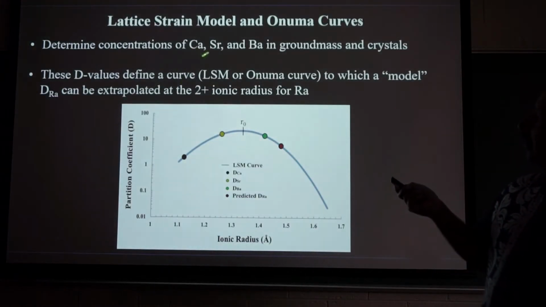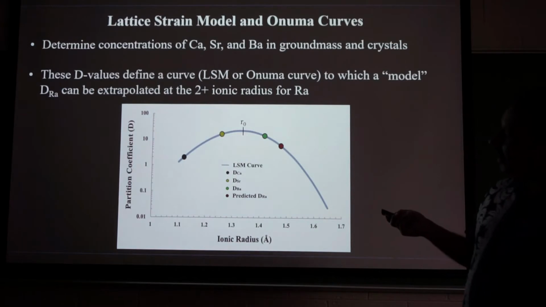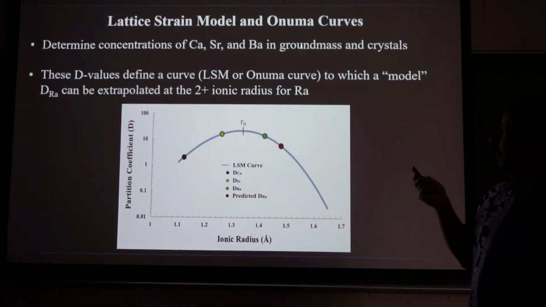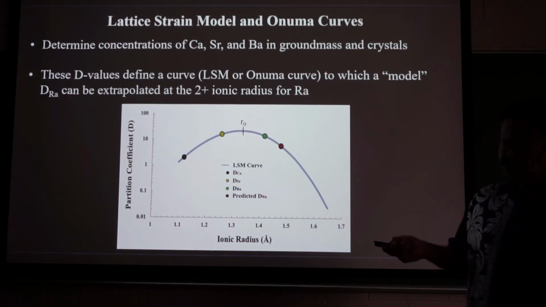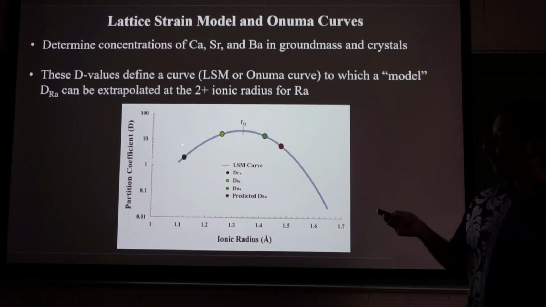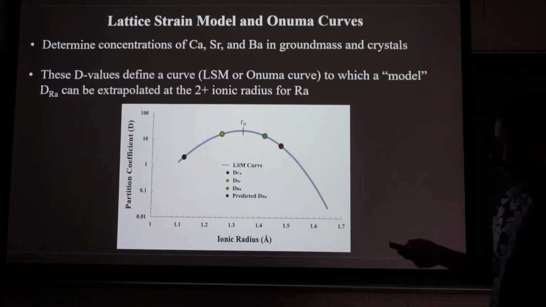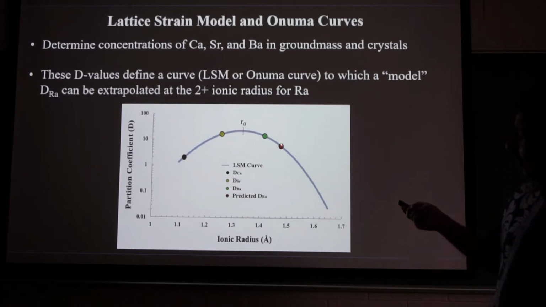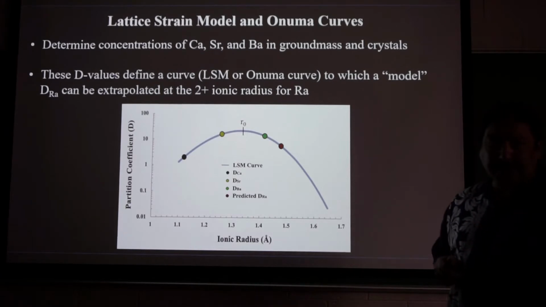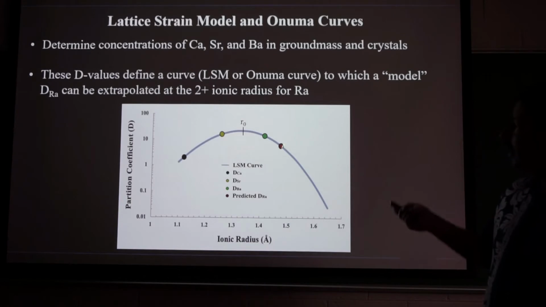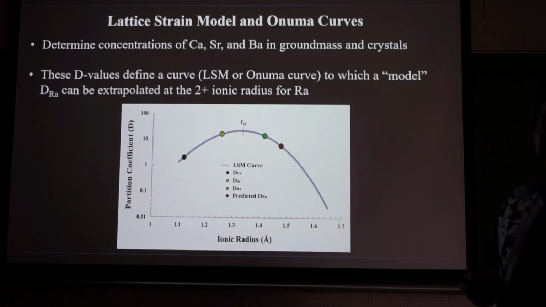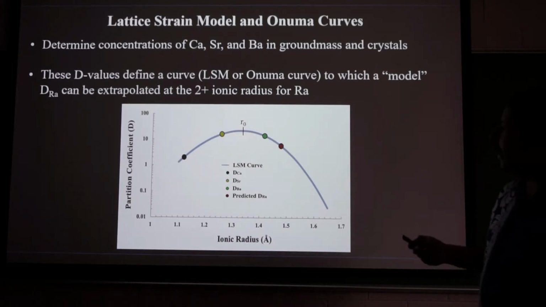So when we determine this calcium, strontium, barium, since we have the ground mass, the melt, and the crystals, we can calculate partition coefficients for calcium, strontium, barium for every sample we do. We fit a Onuma curve to it, and then where that Onuma curve intersects the ionic radius of radium in the potassium feldspar coordination site, here's where we get our radium partition coefficient, okay?